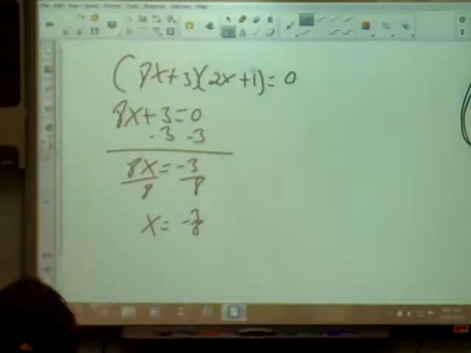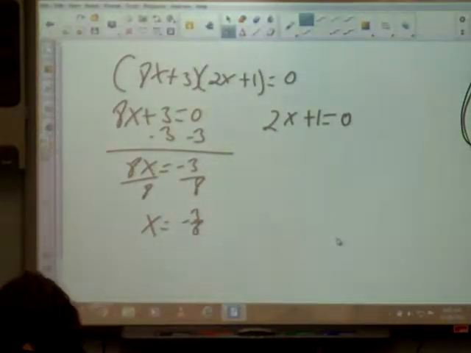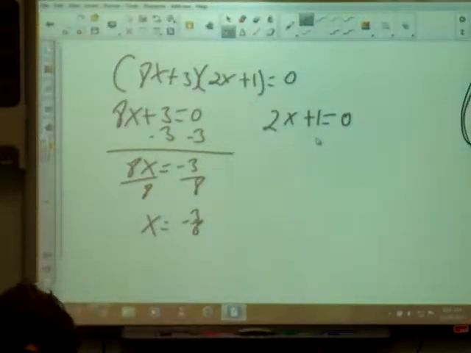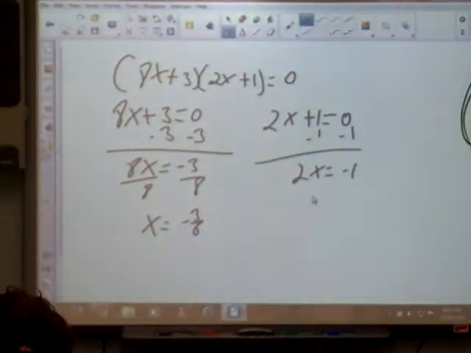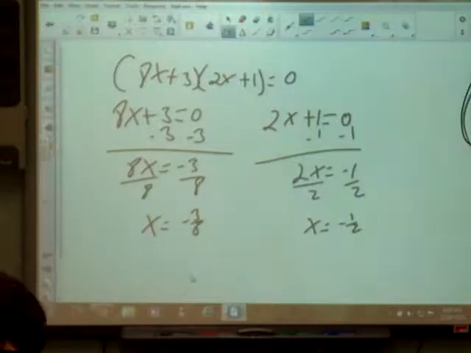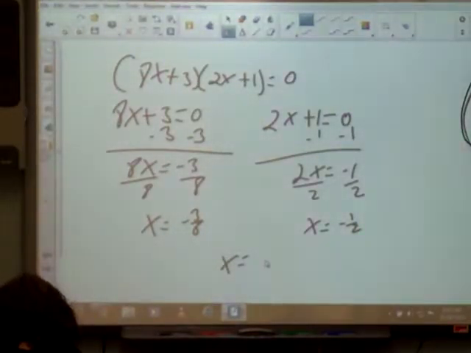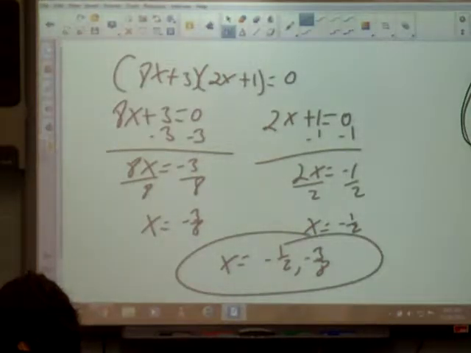Pretty simple, right? I got another factor up here, so I got to take 2x plus 1 and set that equal to 0 also. Step 1 in solving that one: subtract 1. 2x is negative 1, and then divide by 2. So x is a negative half. So we have negative half and negative 3/8. That's it.